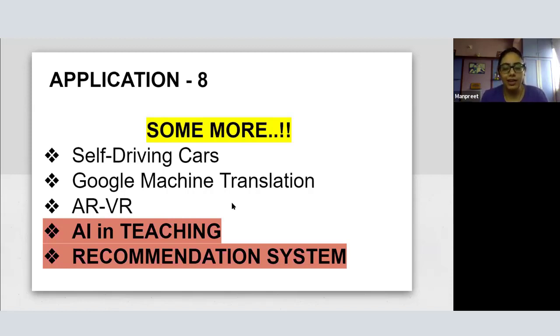Next is AR/VR. When I was a kid, we had this TV system and remote. We used to make an action, and the character in the game would make the same action the way we were playing it. So it's a type of augmented reality versus virtual reality, and now people have made it a very cool thing. They put on headsets, and then you can travel the world just being at your own place and enjoy everything. The next application that we see is AI in teaching.